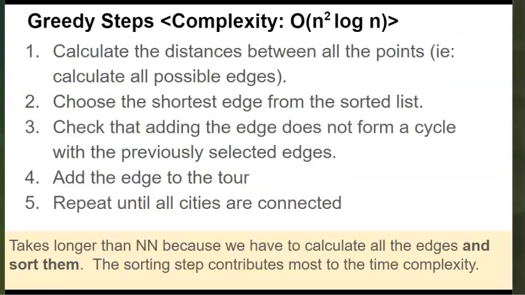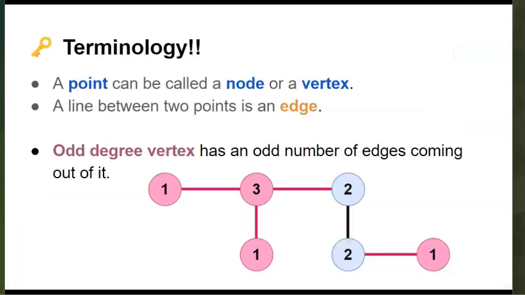Greedy involves calculating all of the distances between our points and then sorting these distances or edges from lowest to highest. We then join the shortest edges, checking at each step that we've not formed a cycle. We then add the edges to the tour until all the points have been connected. In general, we would expect greedy to give shorter tours compared with nearest neighbor. The catch is that greedy has a higher time complexity, O(n) squared log n, and this is because of this sorting step.